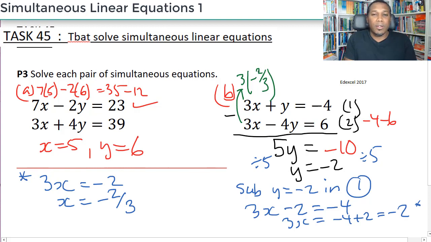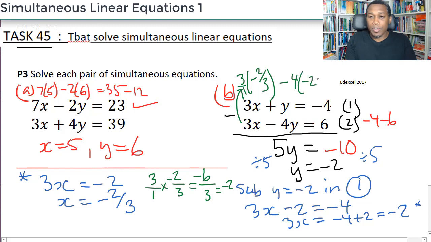3 times minus 2/3. Well, 3 is the same thing as 3 on 1. I'll just do this the long way. If I have 3 on 1 multiplied by minus 2 on 3, you multiply the top numbers, giving you minus 6 divided by 3, which will give you minus 2. So we're getting that 3x is minus 2. And then the minus 4y, what do we have? Minus 4 times minus 2. A minus and a minus makes a plus, so that's actually positive 8.